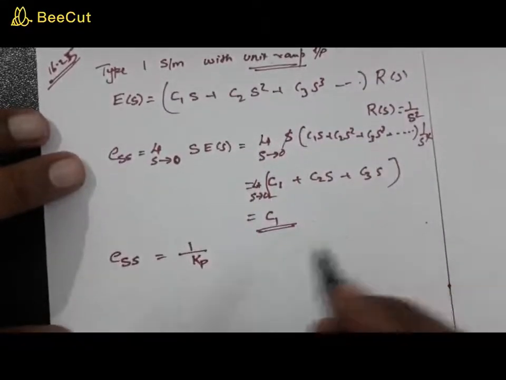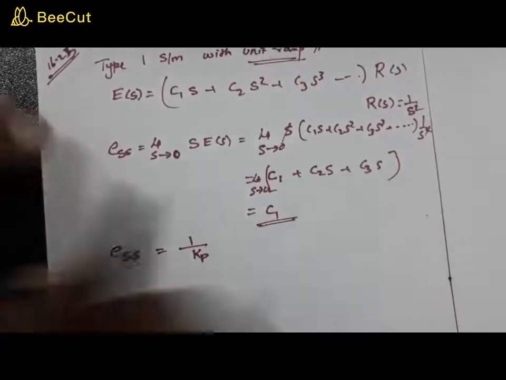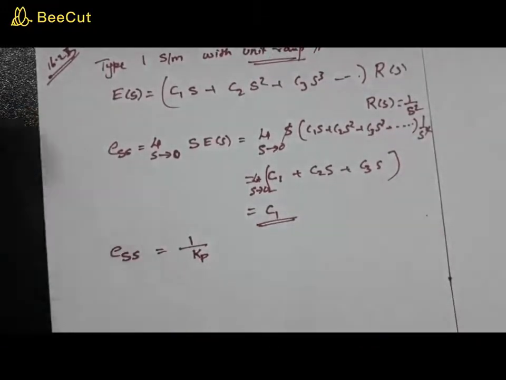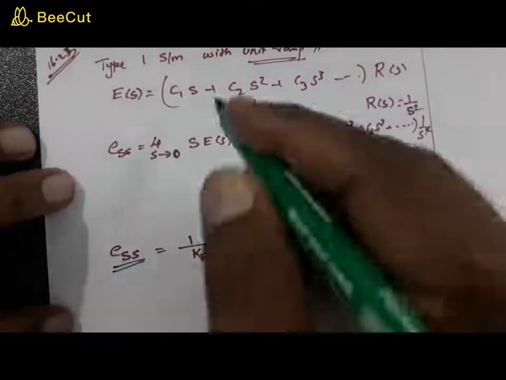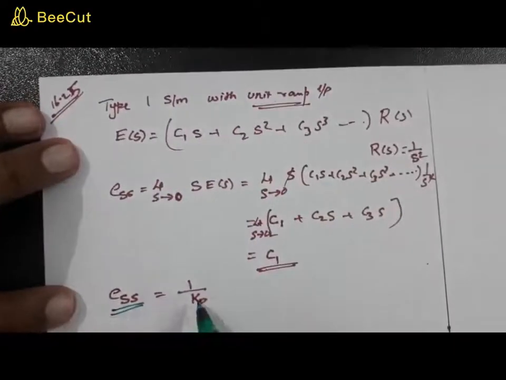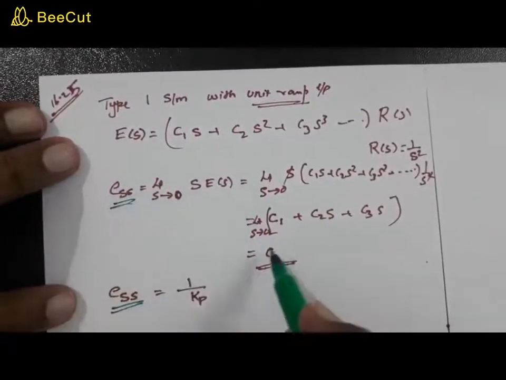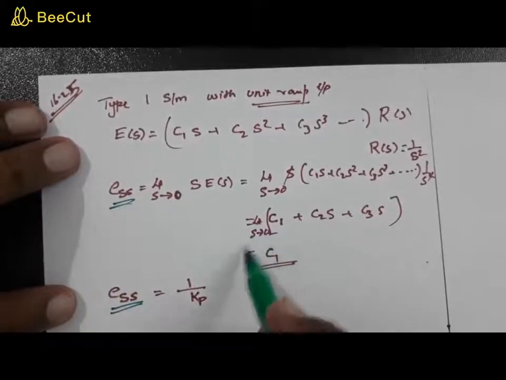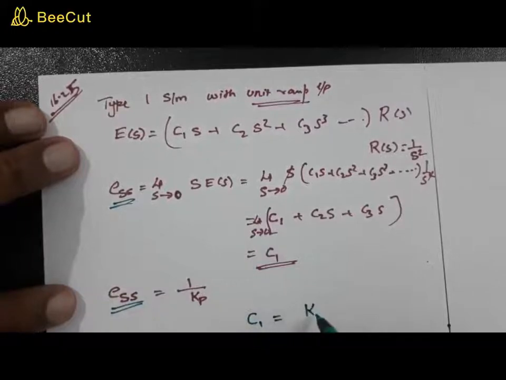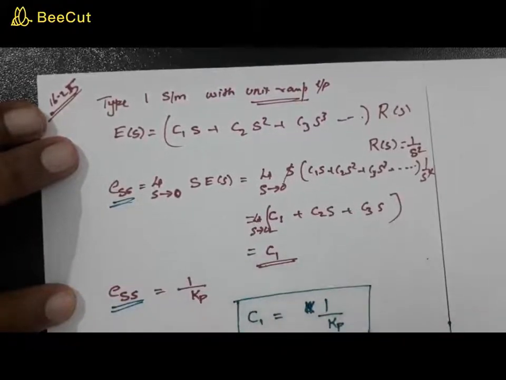So this is 1 by Kp or C1. So from this you can have that the steady state error for a ramp input of a type 1 system is 1 by Kp. ESS, in terms of dynamic, you call this as C1. So you can come to a conclusion that C1 is nothing but 1 by Kp. So this is a relationship.